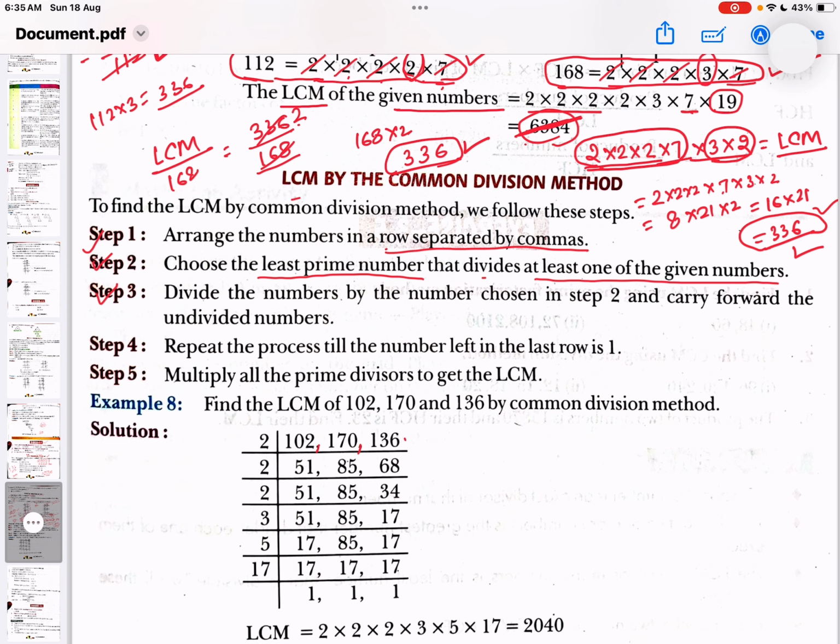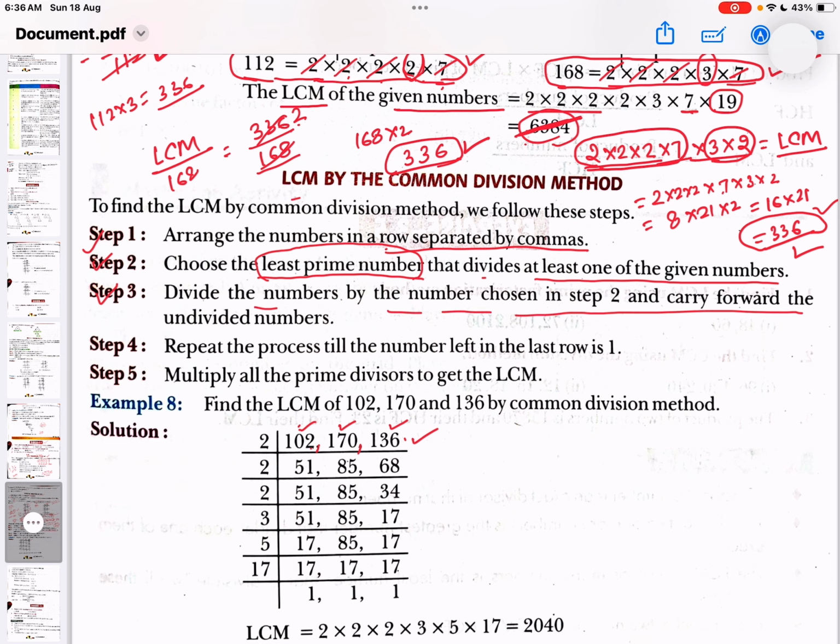Now from the given numbers 102, 170, 136, you have to consider the least prime number which can divide at least one number. Okay, so you have to choose the least prime number and divide at least one of the given numbers. Either you have to divide 102, 170 or 136. If you get a prime number which can divide all three numbers or two numbers, then you will divide them. Divide the numbers by the number chosen in step 2.